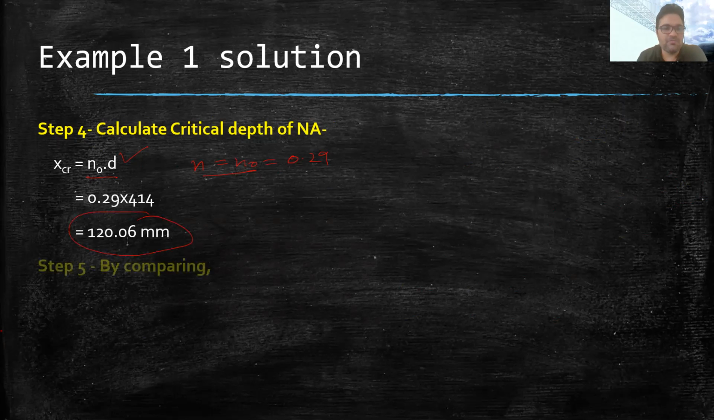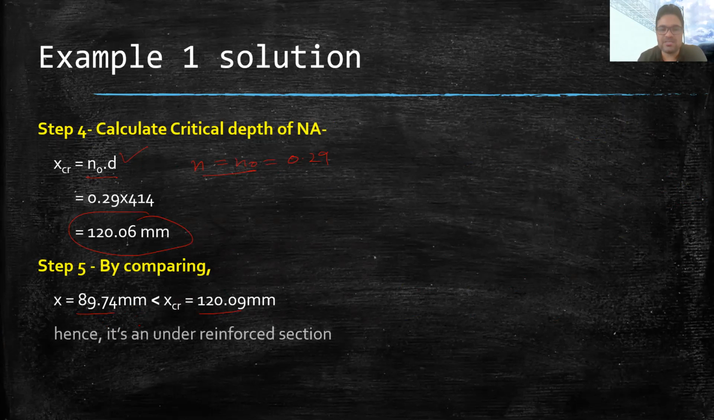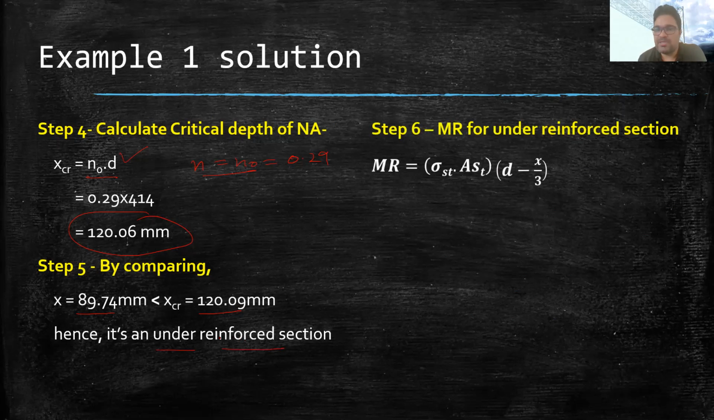Now in the next step, we will compare the value of x and xcr. After comparing, we can see that x is 89.74 and xcr is 120.09, which means x is less than xcr. So this is the case of an under reinforced section, which means the beam of this question is an under reinforced section. In case of an under reinforced section, moment of resistance can be calculated from the steel side. For that, the moment of resistance formula will be this one: sigma st into ast into d minus x by 3. So all the values are known.